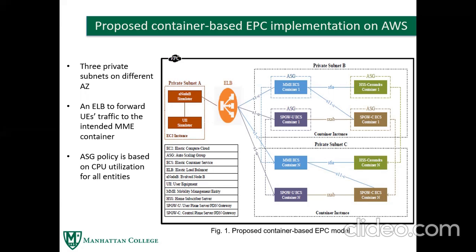You can also see from the figure that we have an elastic load balancer that resides between the radio access network and the core network. The function of this load balancer is to forward the radio access network traffic to the MME container and the SP gateway U container according to the 3GPP standard. So when the auto-scaling policies are breached, horizontal scaling of these entities is triggered. Likewise, when the auto-scaling policies of the other containers, that is the HSS Cassandra container and the SP gateway C container, are breached, their horizontal scaling will also be triggered automatically.